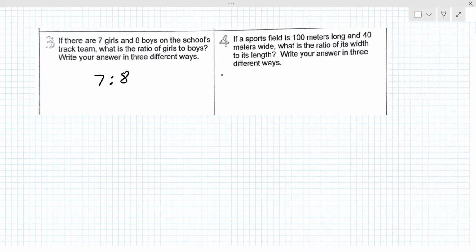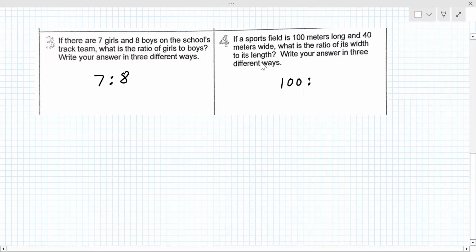All right, now number 4 is going to be the first one where we actually have a little bit more work to do. It says if a sports field is 100 meters long and 40 meters wide, what is the ratio of its width to its length? So 100 to 40? 100 colon 40. Yeah, sorry, it is 40 to 100.